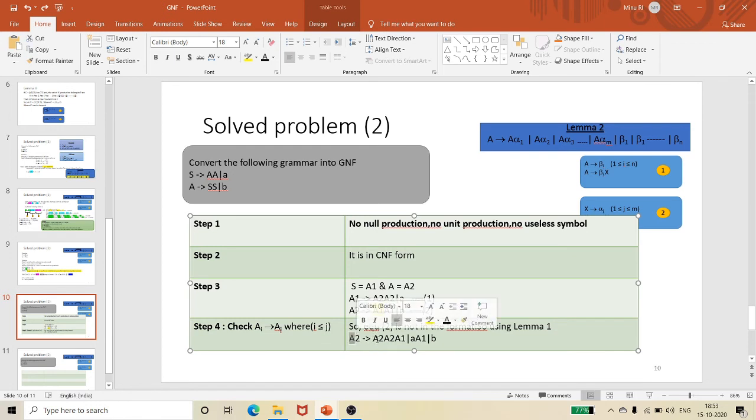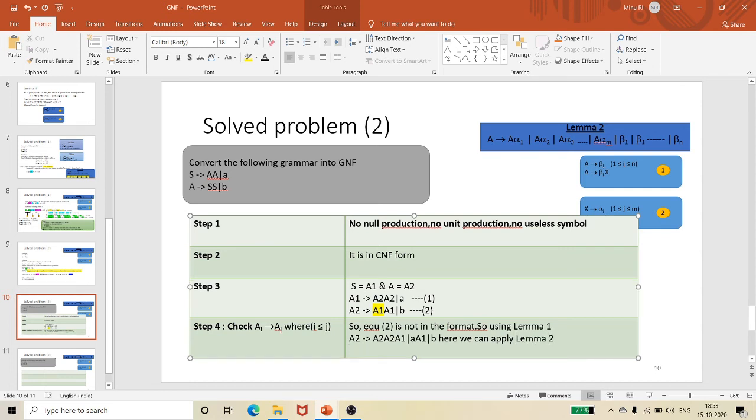This one and this one are now equivalent, so it is something like left recursion. So I can use lemma 2 here, as both things are equivalent. By using lemma 2, I take these as alpha and the entire other part as beta. These are alphas and these are betas.